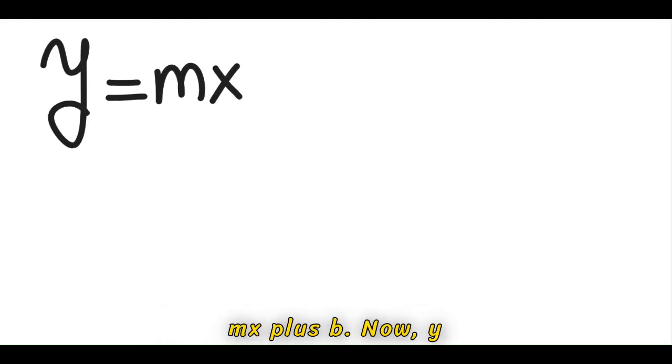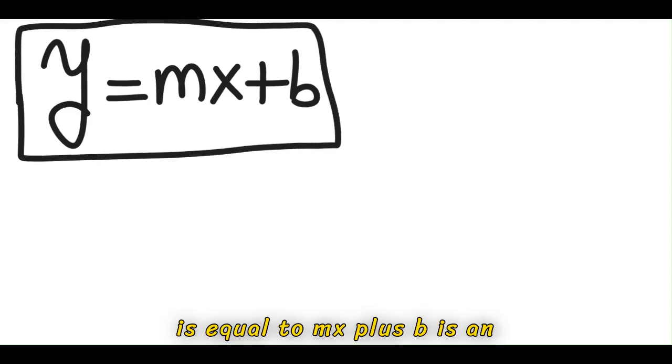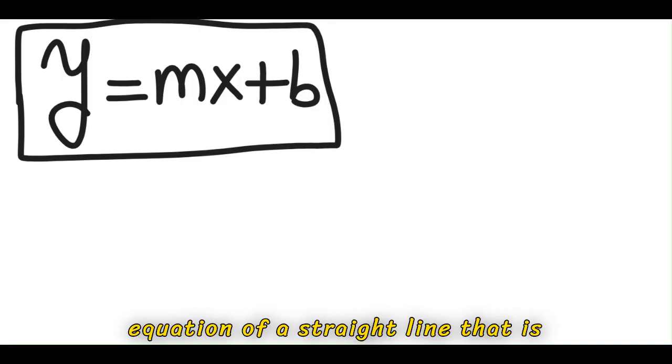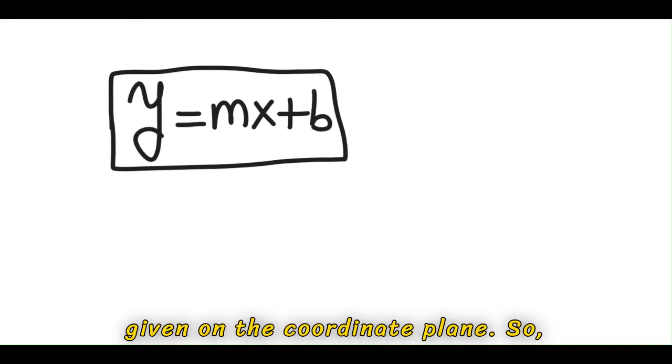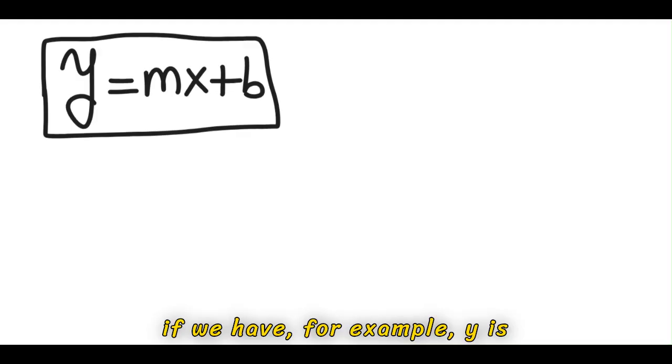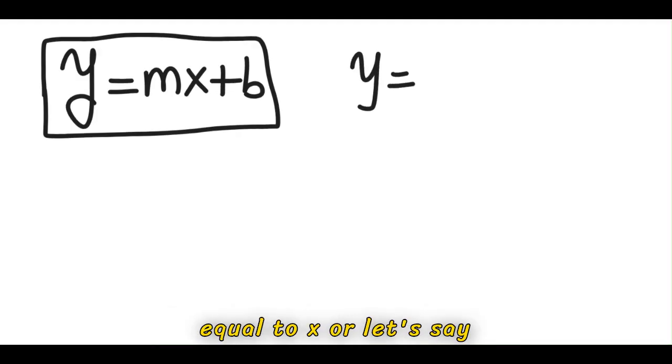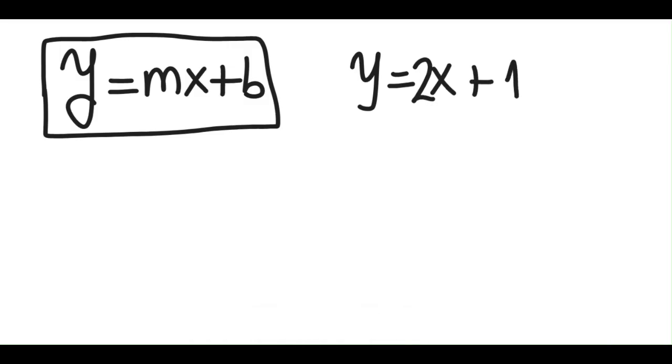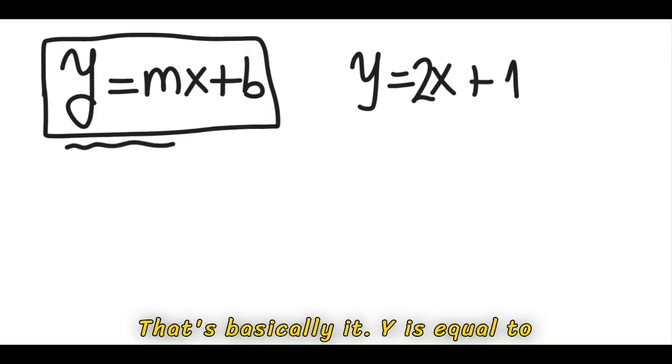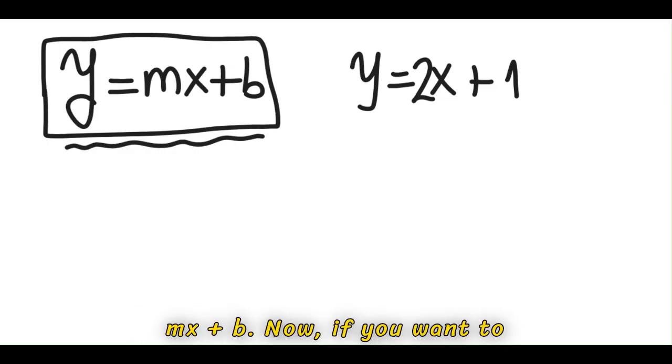Chapter is here. Now we talk about slope and then intercepts of a line. Okay, we have something like this: y is equal to mx plus b. Now, y is equal to mx plus b is an equation of a straight line that is given on the coordinate plane. So, if we have, for example, y is equal to 2x plus 1, that's basically it. Y is equal to mx plus b.